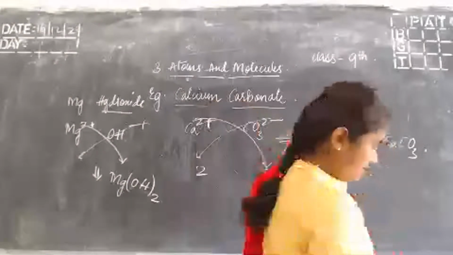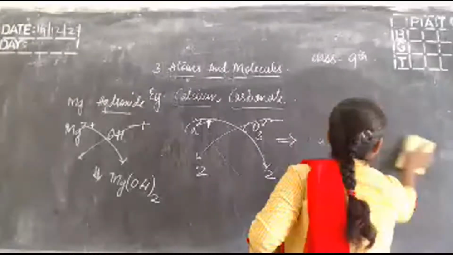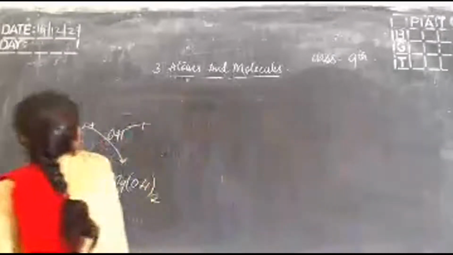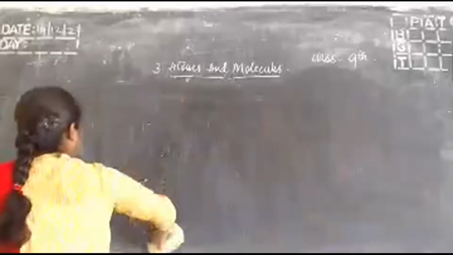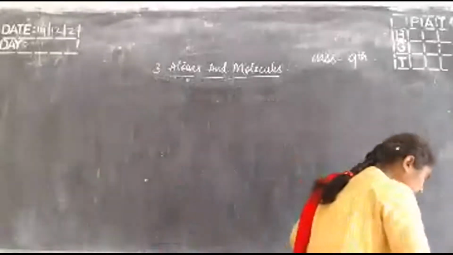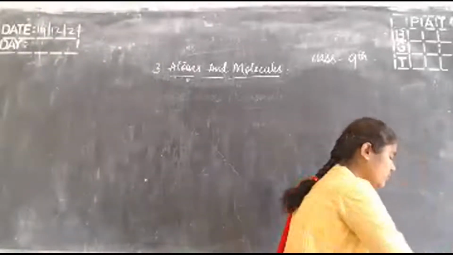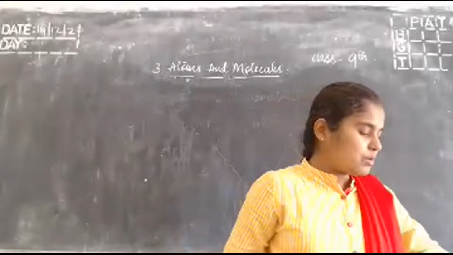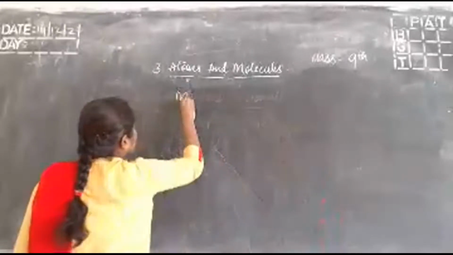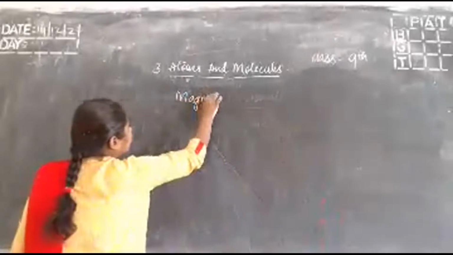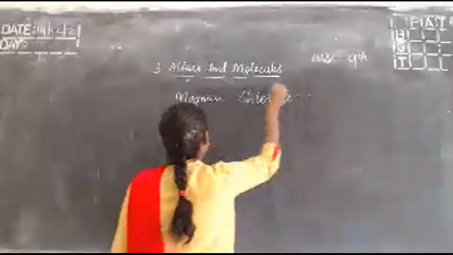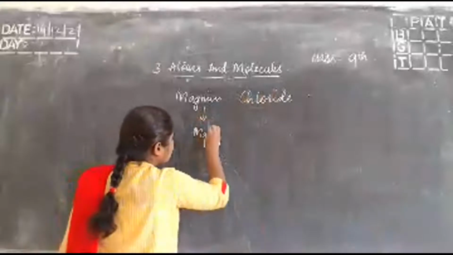Some more examples. We have seen calcium carbonate, then magnesium hydroxide. There are different examples, so try some of them by yourself. Then we have magnesium chloride. If you remember that table, you can write it very easily. Just now we have written that magnesium has Mg2+.